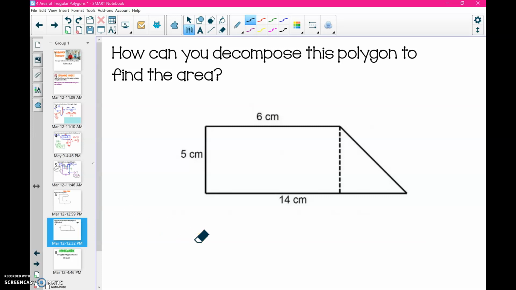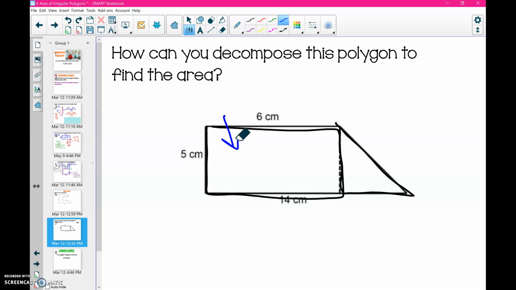So let's focus on decomposing, so breaking down this shape. So what shapes do we see in this irregular shape? Well, I see a rectangle right here, and I see a triangle, okay? So let's focus on those 2 shapes. I'm going to start with the rectangle, because that's a little easier to work with. So the rectangle, let me get going with that.